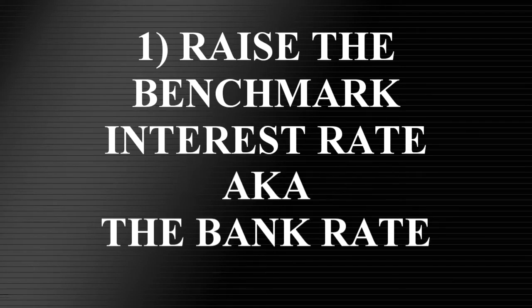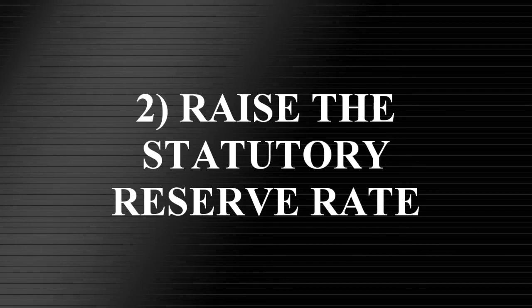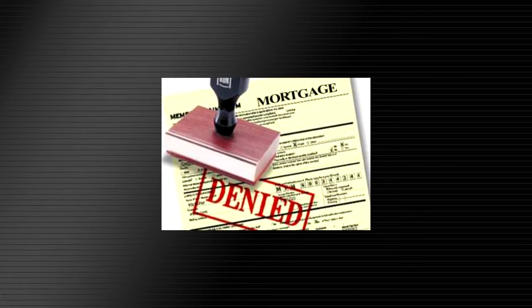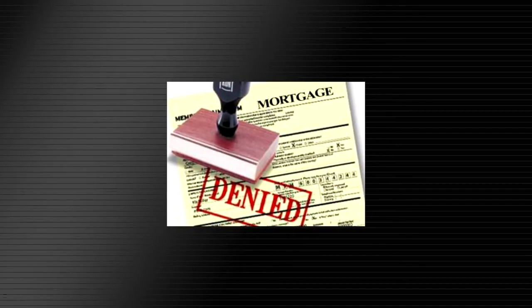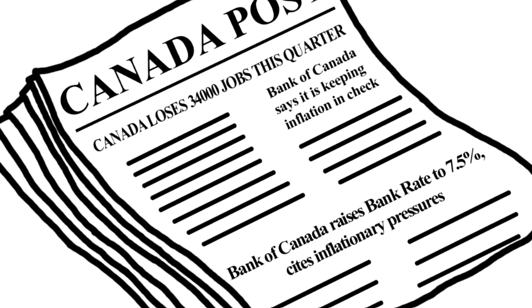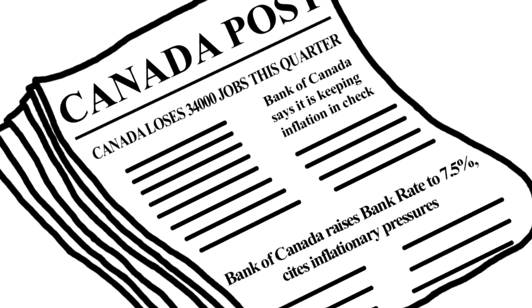Instead of raising the interest rate, the government used to have the option of raising the statutory reserve requirement, say from 8 to 10%. That would cause banks to have less money for mortgages, which would provide some relief from mounting inflation, without having to lose tens of thousands of jobs in the process.